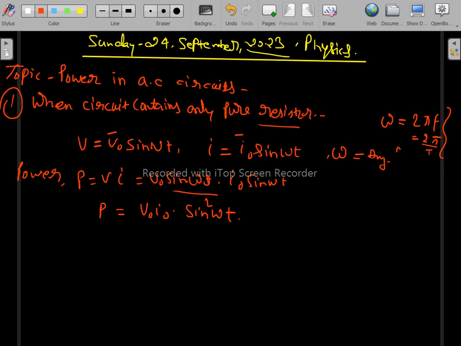Okay. So we have found out the power in the case when the circuit contains a pure resistor. We have discussed so far that in the case of a pure resistor, voltage and current are always in the same phase. Do you remember or not? It means there is no difference in phase. That's why we have taken the term sin square omega t. If there would have been any kind of phase like pi by 2 or phi, we would not have been able to write like this. Then we would have to follow some different way.